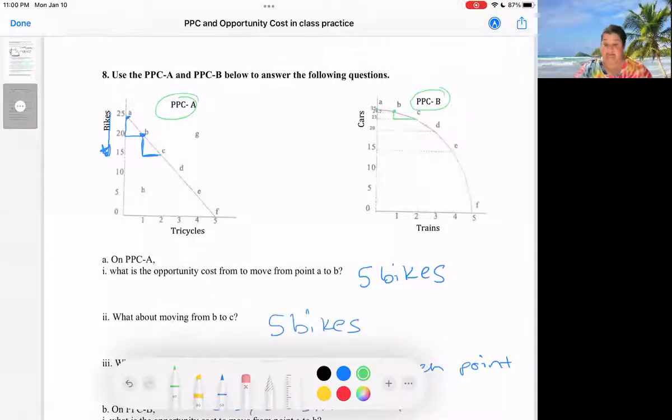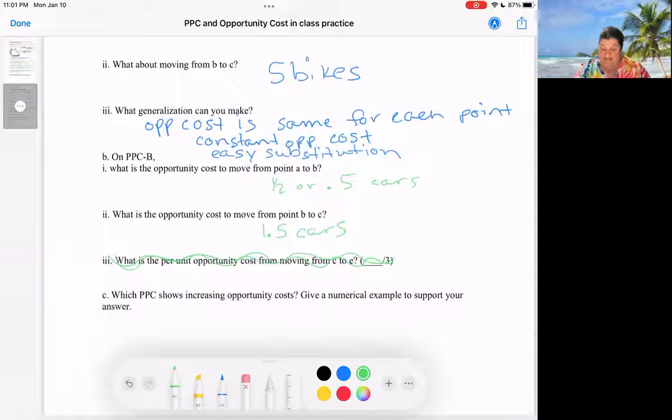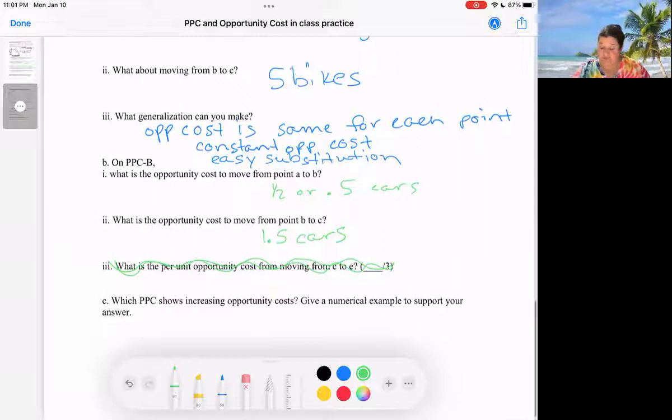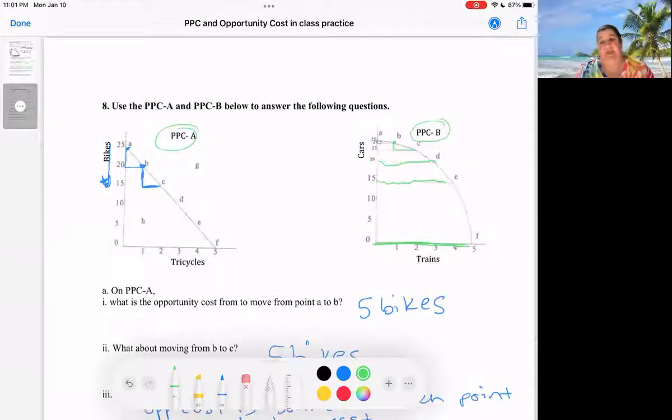And the reason is, as I move down the curve, the amount that I'm sacrificing in my opportunity cost is getting bigger and bigger and bigger. And so we describe that as an increasing opportunity cost. So to give a numerical example to support it, we could talk about how the change from A to B is only 0.5. But if we went from E down to F, then you're sacrificing 15 cars. So the opportunity cost has significantly increased just a couple of steps down the graph.